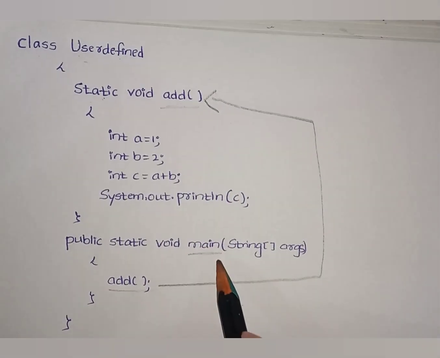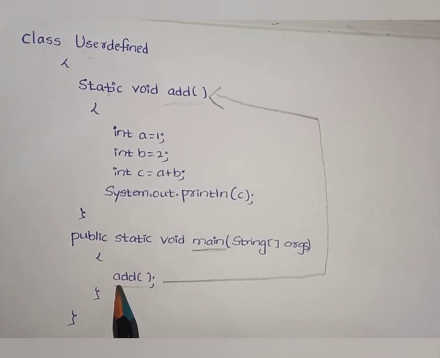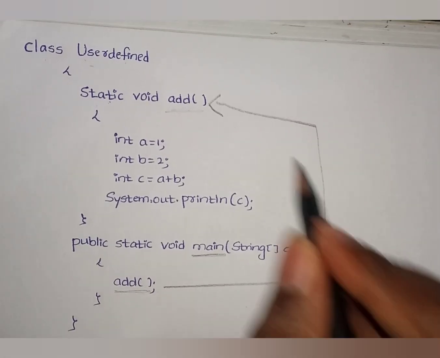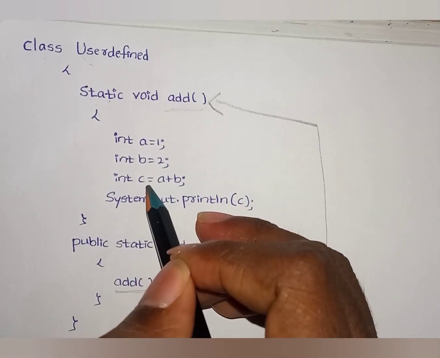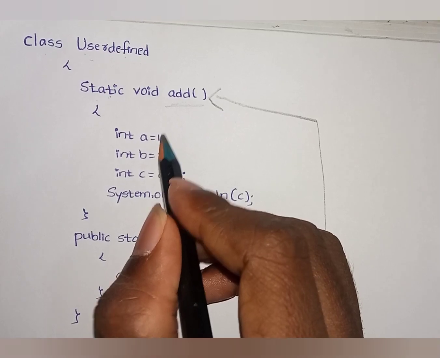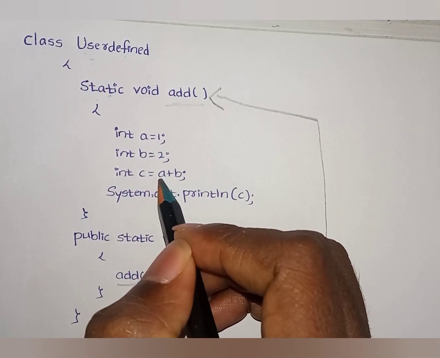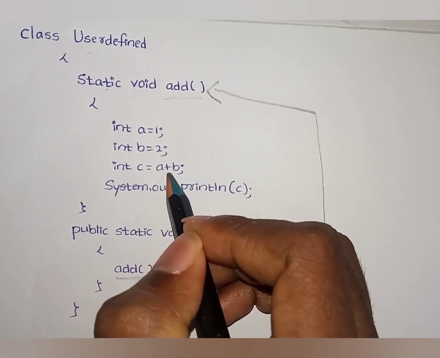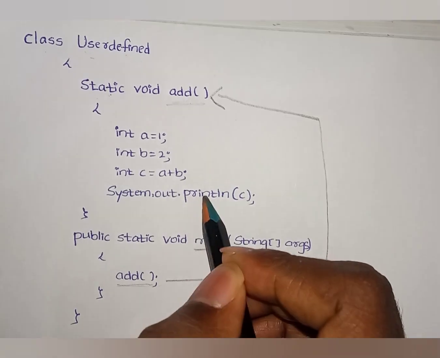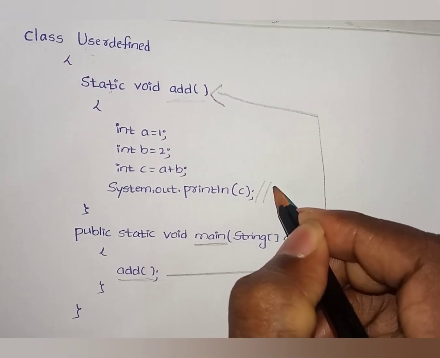The execution of Java code normally starts with the main method, right? So here I am calling the method add, which is the user-defined method. Once the method is called, it executes this particular method block. Here a equals 1, so the value 1 gets assigned to a and 2 gets assigned to b, and then it performs a plus b, that is 1 plus 2 equals 3. Then 3 gets assigned to c, and here I am printing System.out.println(c). Once you execute this code, you get the output 3.